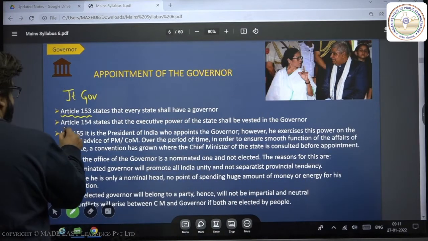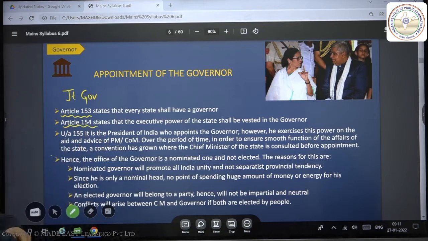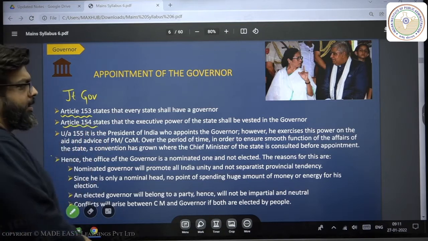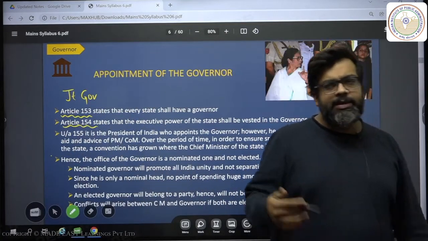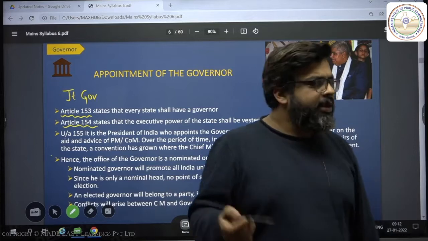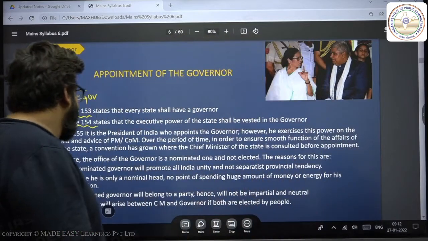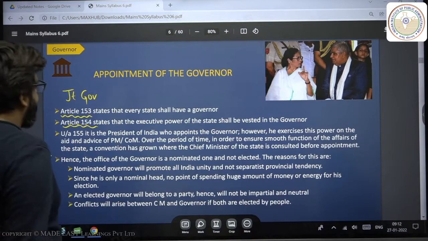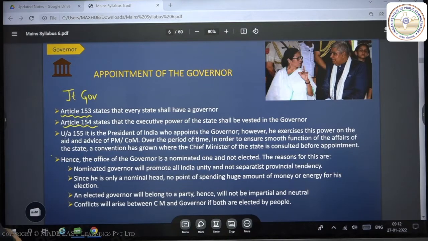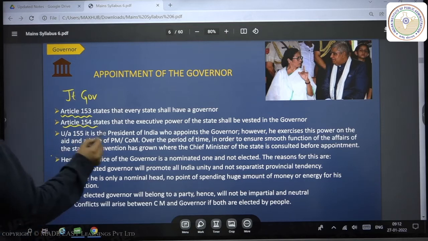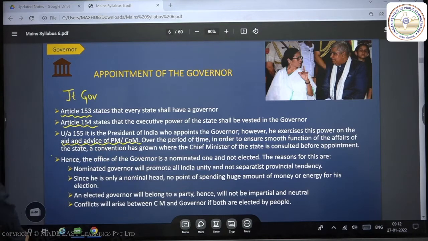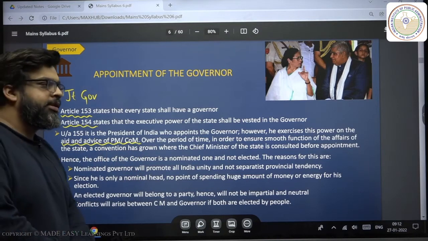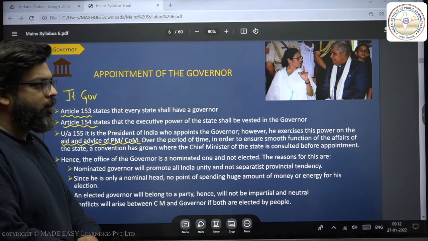Article 154 states that the executive power of the state shall be vested in the governor. This is a corresponding article to the one for the president, where it says that the executive power of the union will be vested in the president. Now, under Article 55, it is said that the President of India appoints the governor. However, the President exercises this power on the aid and advice of the Council of Ministers. Now, this is constitutionally mentioned. We've discussed this before also.